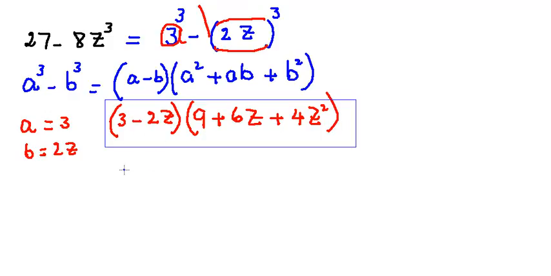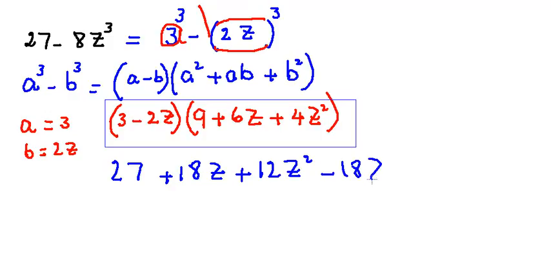3 times 9 is 27, 3 times 6z is 18z, and then 3 times 4z squared is 12z squared. Negative 2z times 9 is negative 18z. Negative 2z times 6z is negative 12z squared. And finally, negative 2z times 4z squared is negative 8z cubed.